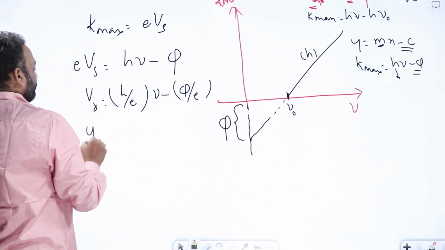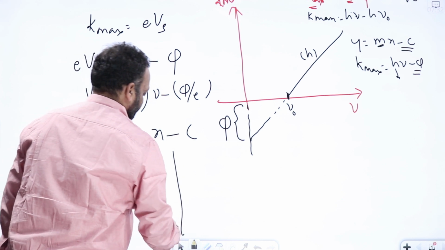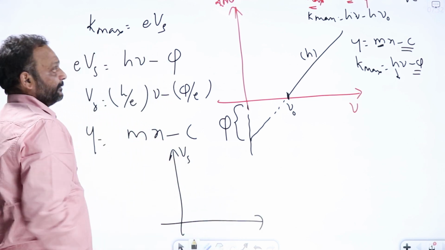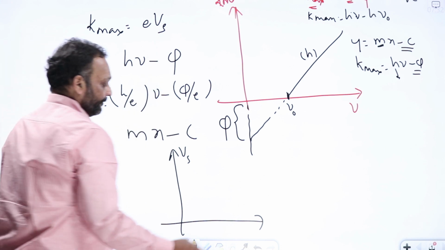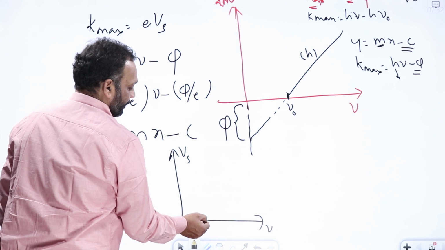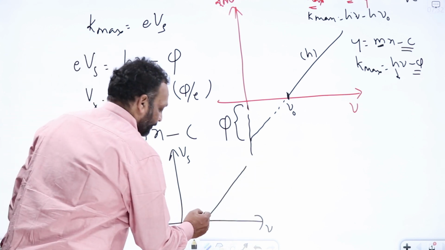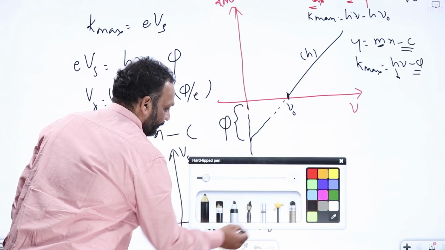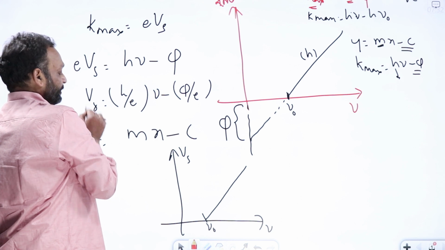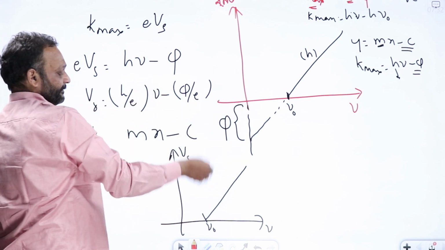Okay, this is also in the form of y = mx - c. It means here also the shape of the graph will remain the same. The only thing is, on the y-axis we have stopping potential instead of maximum kinetic energy. On the x-axis is frequency. Up to nu equal to nu naught there won't be any photoelectric effect. Beyond nu naught only, photoelectric emission occurs. As frequency keeps on increasing, the stopping potential also keeps on increasing, just like a straight line.